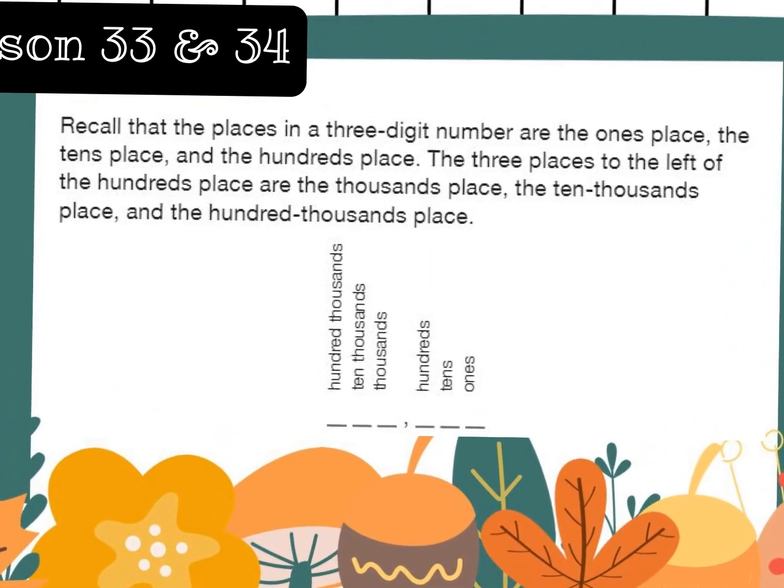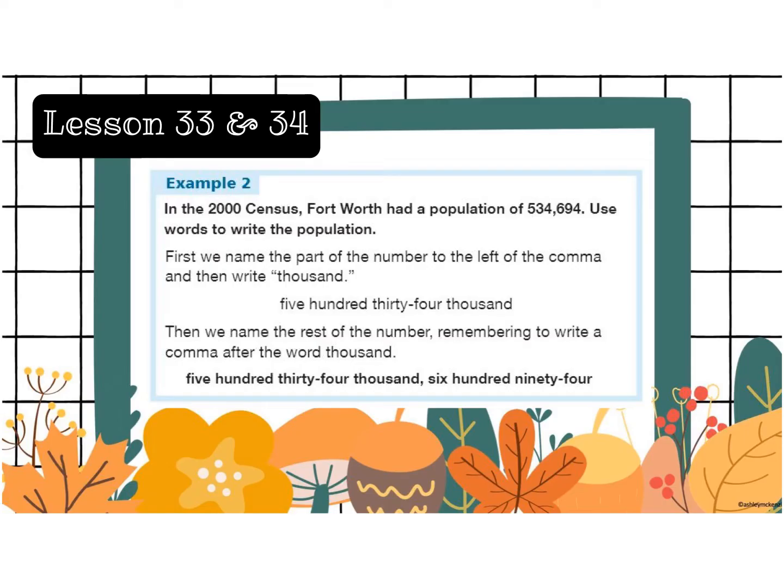The very first one says, recall that the places in a three-digit number are the ones place, the tens place, and the hundreds place. The three places to the left of the hundreds place are the thousands place, 10,000s, and 100,000s. Okay, so we worked a lot with place value at the very beginning of the year in our journal. You got a lot of place value things glued in there. Here's an example using place value.